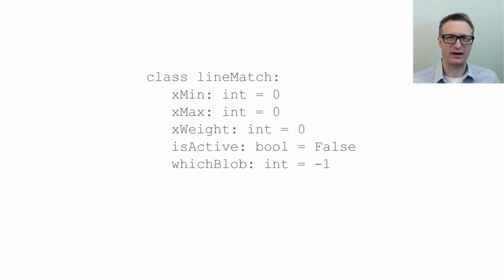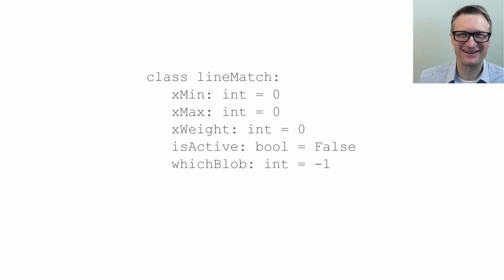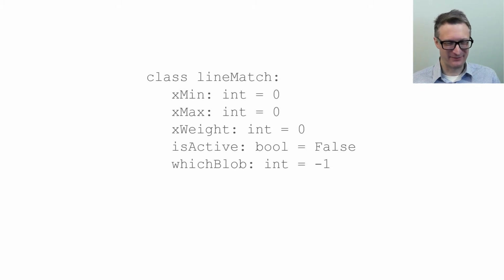IsActive is used when determining whether this line match has been... I forget exactly how I have that, to be perfectly honest. But I am using that somewhere in my code, and I will be posting that with the next video. And which blob is used when I am seeing if there's an overlap, then it tells me which blob I need to add that line match into.